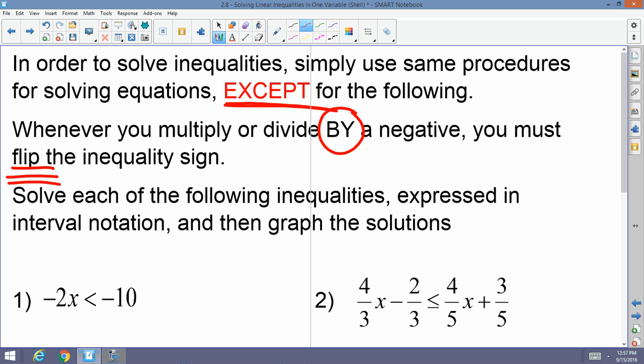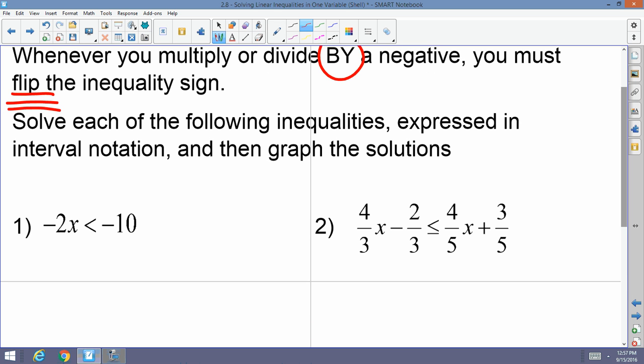Now, please notice that I circled the word by, I capitalized the word by. When you divide by a negative, not when you divide to a negative. And I'm going to explain that right now. Solve each of the following inequalities expressed in interval notation, then graph the solution. So you want to solve it, you want to express it in interval notation, and you want to graph.